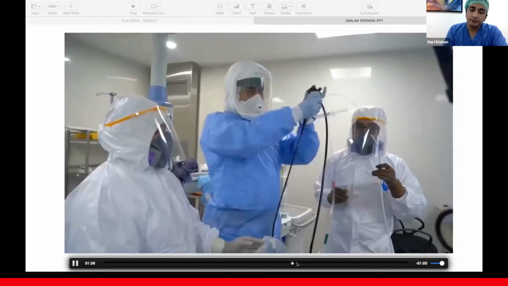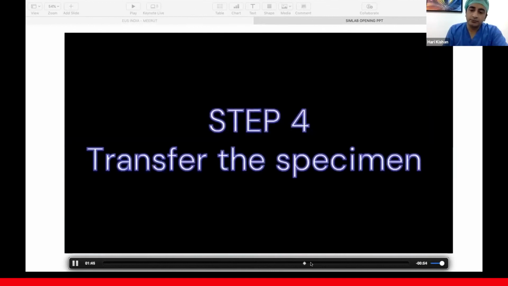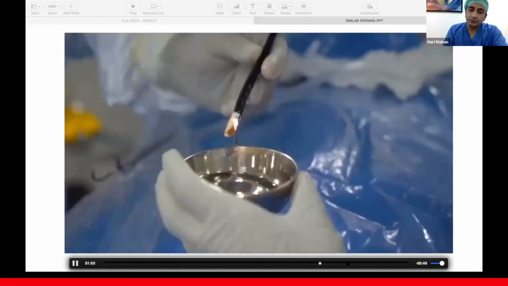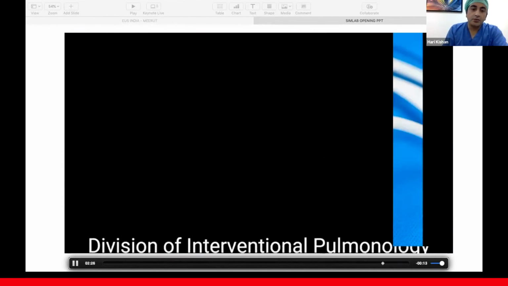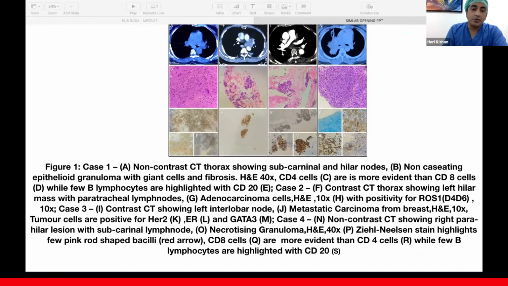And then we pull the scope out en bloc, and then thaw in normal saline, followed by fixing in formalin. So in these 4 cases, both cryobiopsy and EBUS TBNA demonstrated diagnosis in all the 4 cases, and we were also able to perform ALK ROS analysis on these cryobiopsy specimens.